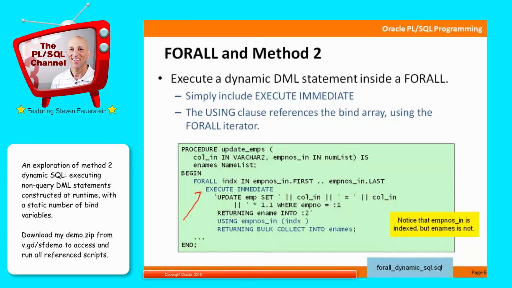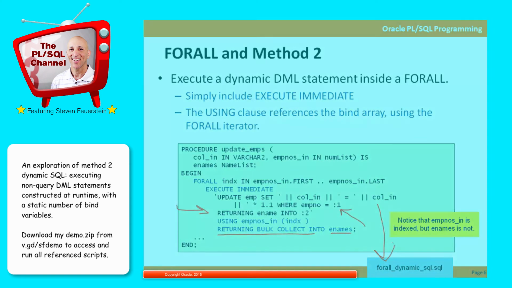Here's the execute immediate. And in my using clause, I need to make sure that I have a value for every placeholder, just like you saw with the other non-ForAll dynamic SQL. But in this case, notice I'm going to use the binding array and reference the iterator inside my using clause. So that says use this element of the collection, bind it into that iteration of the update statement. And then, since I have the returning clause, I need a returning bulk collect into, and then my list of names that are being modified. Let's take a look at the example.